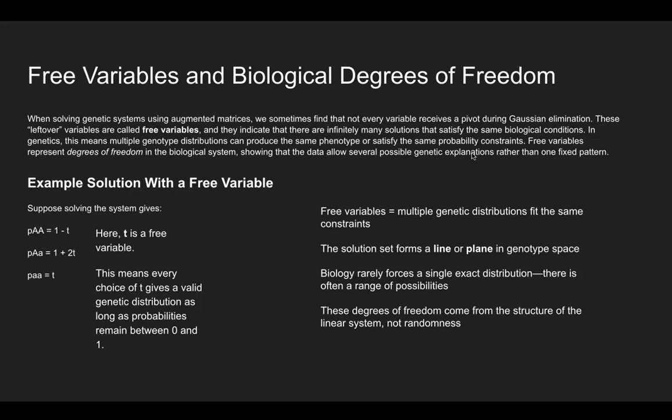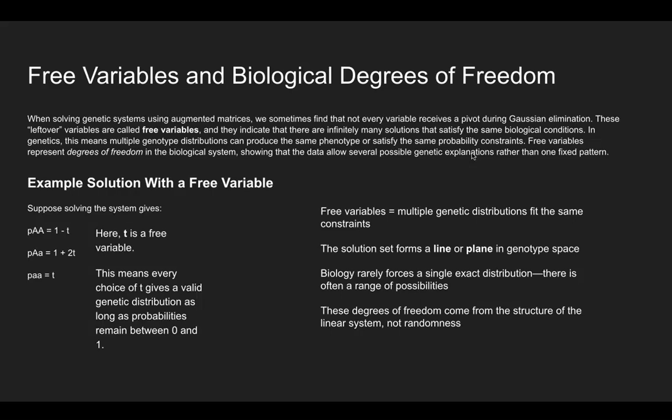Here is an example. Here, t is a free variable. This means every choice of t gives a valid genetic distribution as long as probabilities remain between 0 and 1. Free variables equal multiple genetic distributions that fit the same constraints. The solution set forms a line or plane in genotype space.